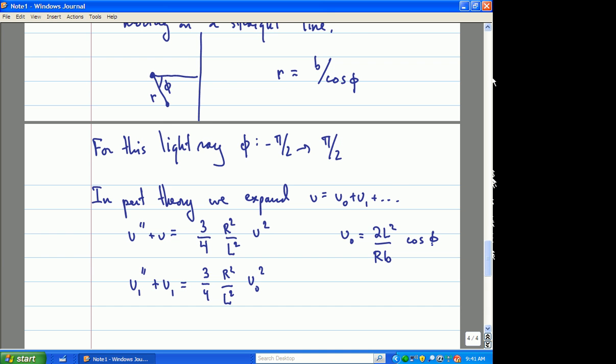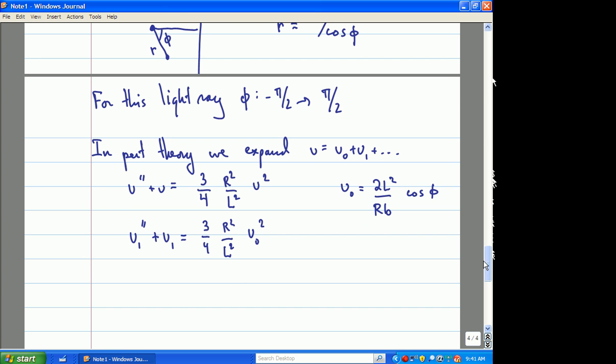So if we go ahead and plug this in, this is 3L squared over B squared cosine squared phi. And this is the equation for a simple harmonic oscillator with a driving force. And again, we can solve this by using the method of Green's functions.